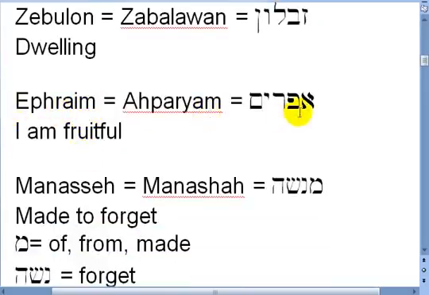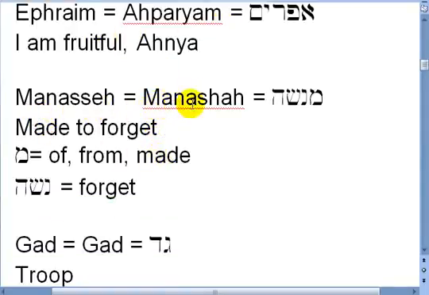Ephraim, Aparium, I am fruitful. The A at the beginning of a word is I or I am, and the longer form of the A at the beginning would be Anya, which is me or my or I. So Anya is I am fruitful, and then par, what you see right here, par is fruit, and the yum at the end of the word makes it plural. So Aparium is I am fruitful. Manasseh, Manasha, made to forget. The Ma at the beginning of a word is of or from. In this case, you could use the word made.